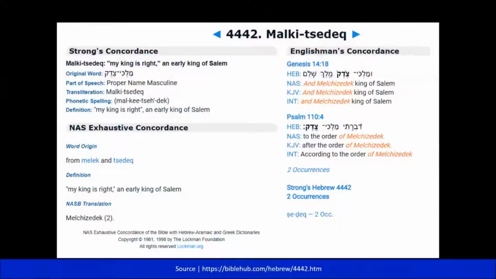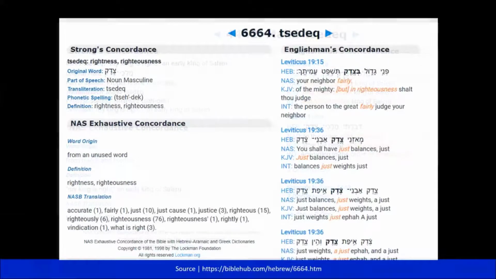So when we look at the word Melchizedek, it's two words put together, Malki and Tzedek. So Malki or Melech means king. And so here what the definition is, it says Melchizedek is my king is right, an early king of Salem. And if we look at the second part of the word, which is Tzedek, it means righteousness or rightness. So in other words, when we look at Melchizedek, Melech means king and Tzedek means righteous. It means the king of righteousness. That's exactly what's being said. So the king of righteousness came and blessed Abraham.